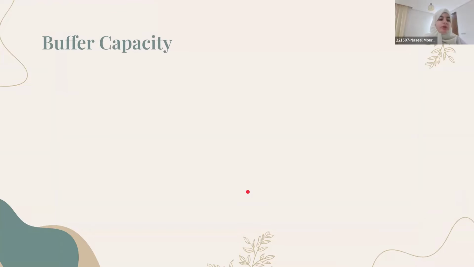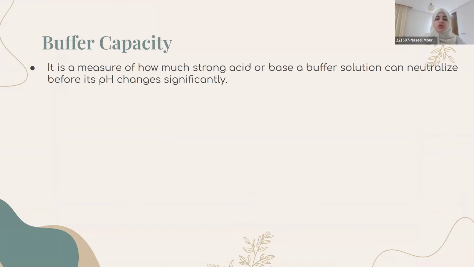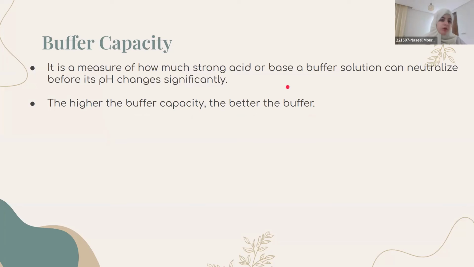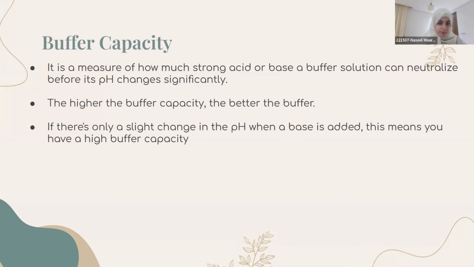Okay. Now that we've seen the buffer curve, we want to talk about a concept called buffer capacity. So this basically measures how strong a buffer can bind the acid or base before the acid or base can change the pH. In other words, how good can a buffer neutralize an acid or a base that's added? So if you have a high buffer capacity, then this means you have a good buffer. And the opposite, if you have a low buffer capacity, this means that you have a bad buffer.